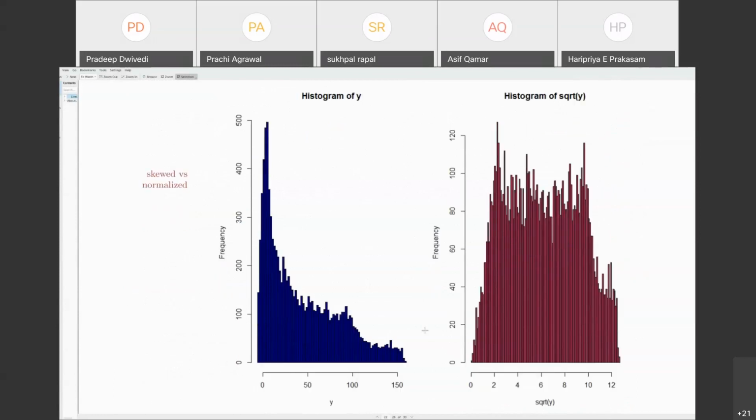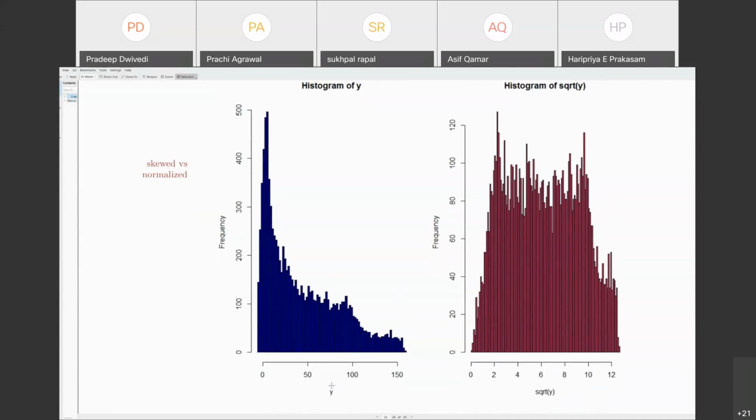Another way to know that you need a Box-Cox transform is, if you take a frequency plot or a histogram of just the target variable y, does it look symmetrical or does it look skewed? This blue thing. It does look significantly skewed, right? It is right skewed. But when you take the square root of it, what does it do to that?